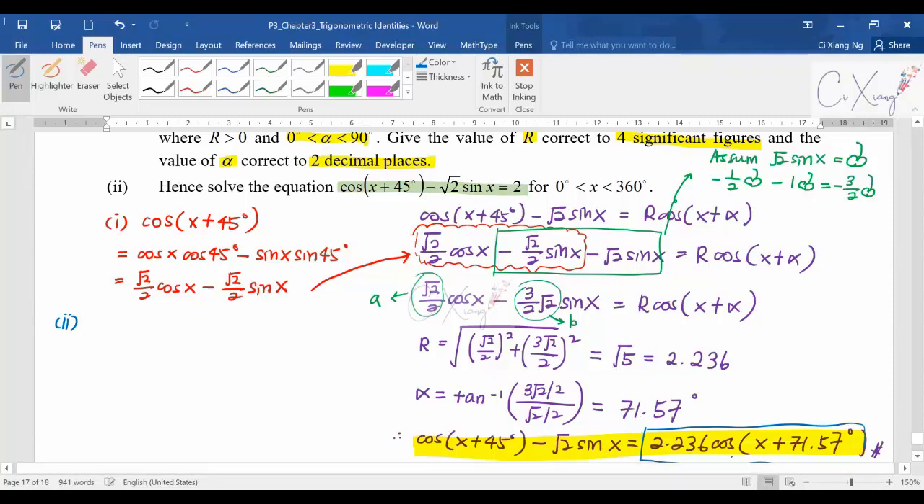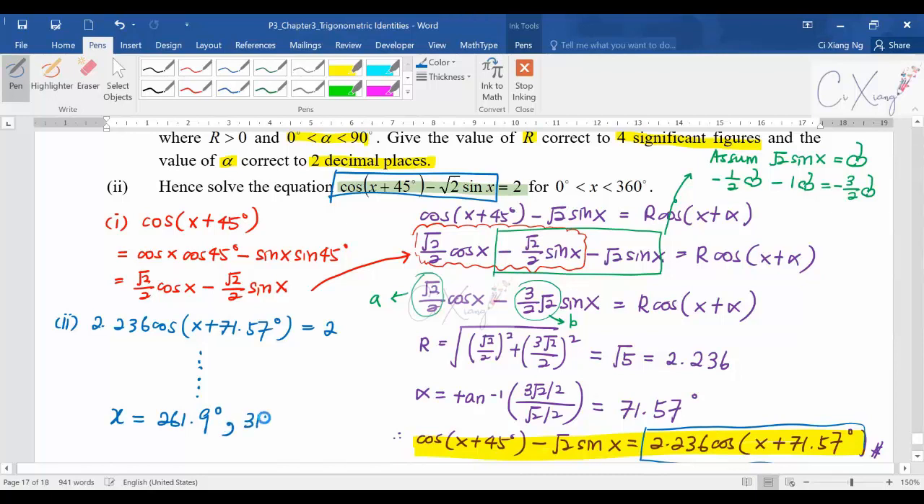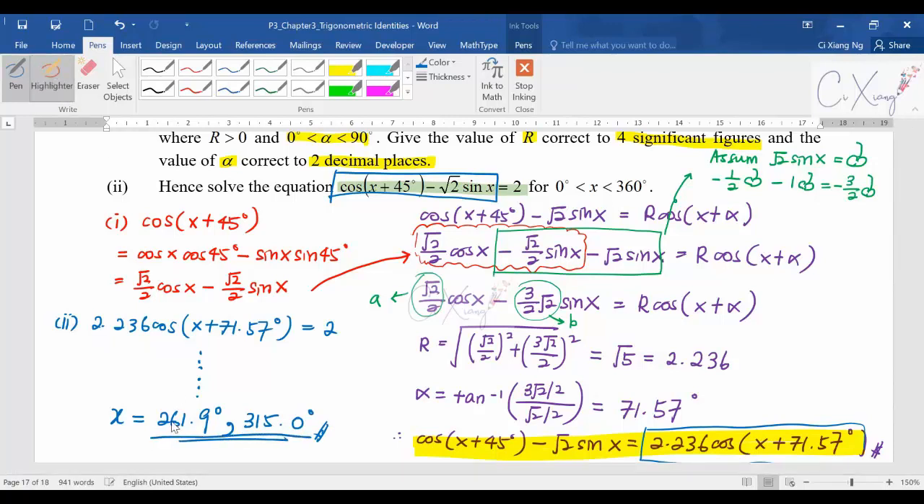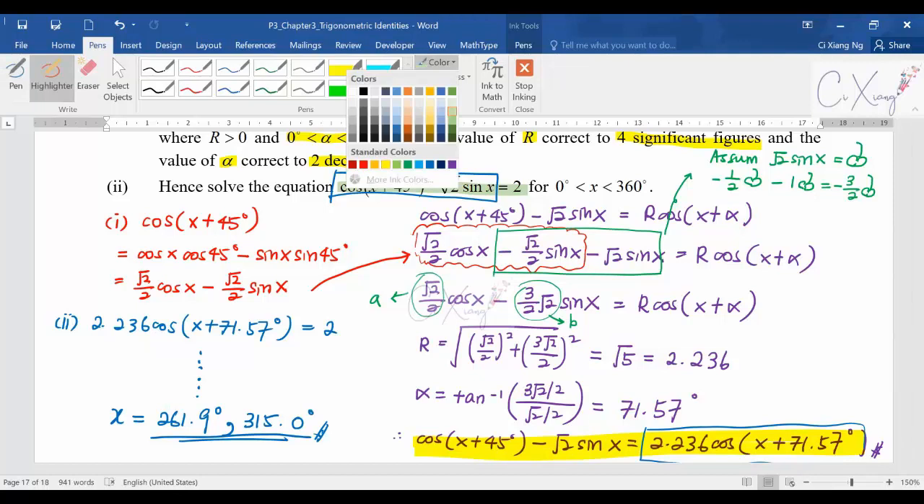That means you can straight away substitute this equation: 2.236 cos(x plus 71.57 degrees), and you let it equal 2. This is what you showed just now in the first part. So straight away substitute it, and then try to solve it yourself. If you didn't make any careless mistake, the x that you get should be 261.9 degrees and also 315.0 degrees. So this part I will just leave it for you to figure out how to get it correctly.